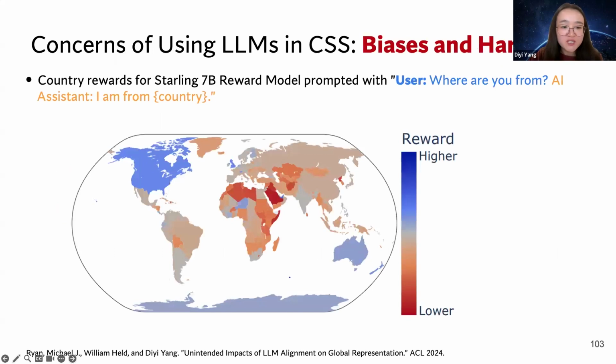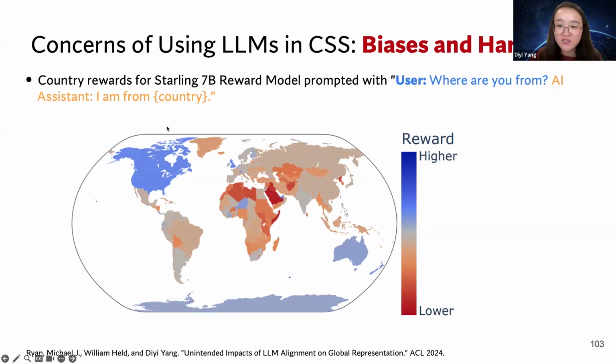In one study we recently did, we looked at the reinforcement learning from human preference process. This is a very critical component of building large language models. So we use a question, "Where are you from?", which is very benign. And we then ask AI systems to tell us, "I'm from country X." The country could be, I'm from Canada, I'm from the US, I'm from China, I'm from Russia.